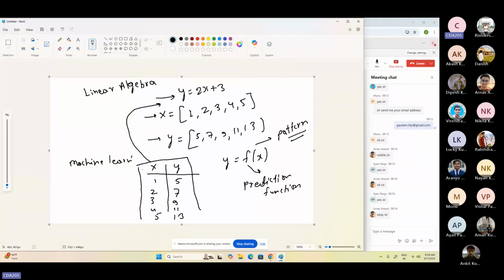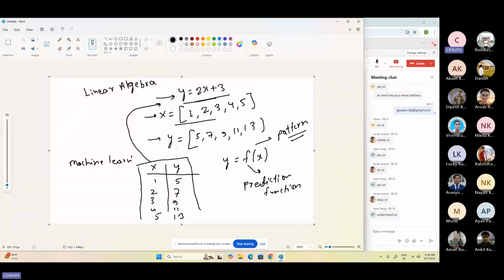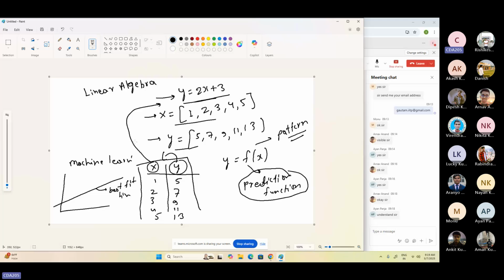Are you clear with this? In linear algebra, the equation is given, x is given, and we calculate y. But in machine learning, x and y are given, and on that basis we have to find the equation, meaning the pattern between x and y. That is the prediction function. Using linear regression, we find one straight line, and this is the best fit line. I already told you the difference between best fit and perfect fit.